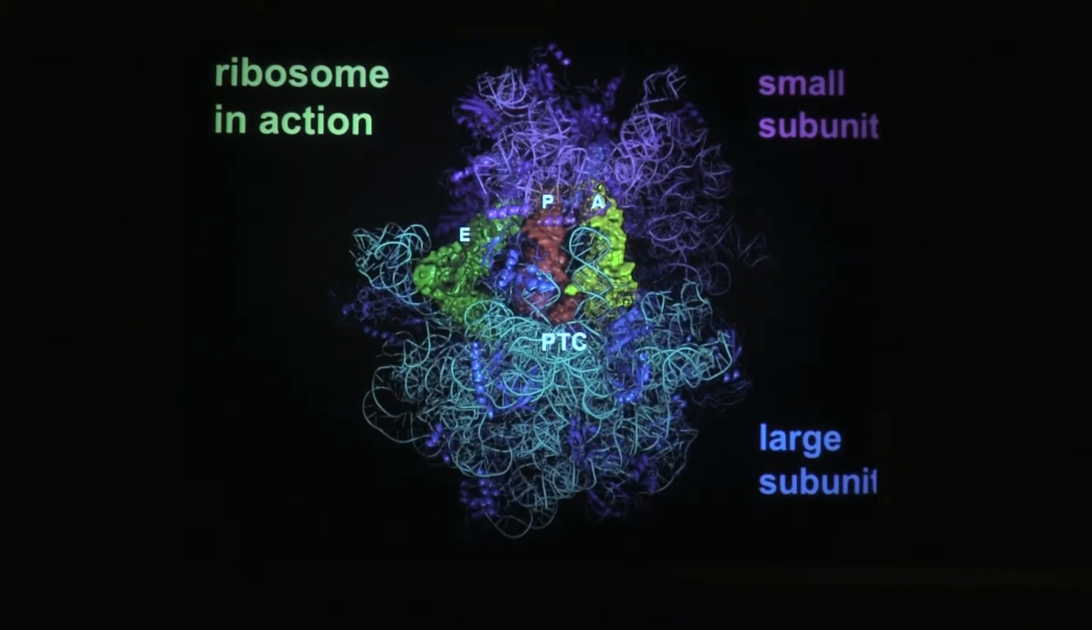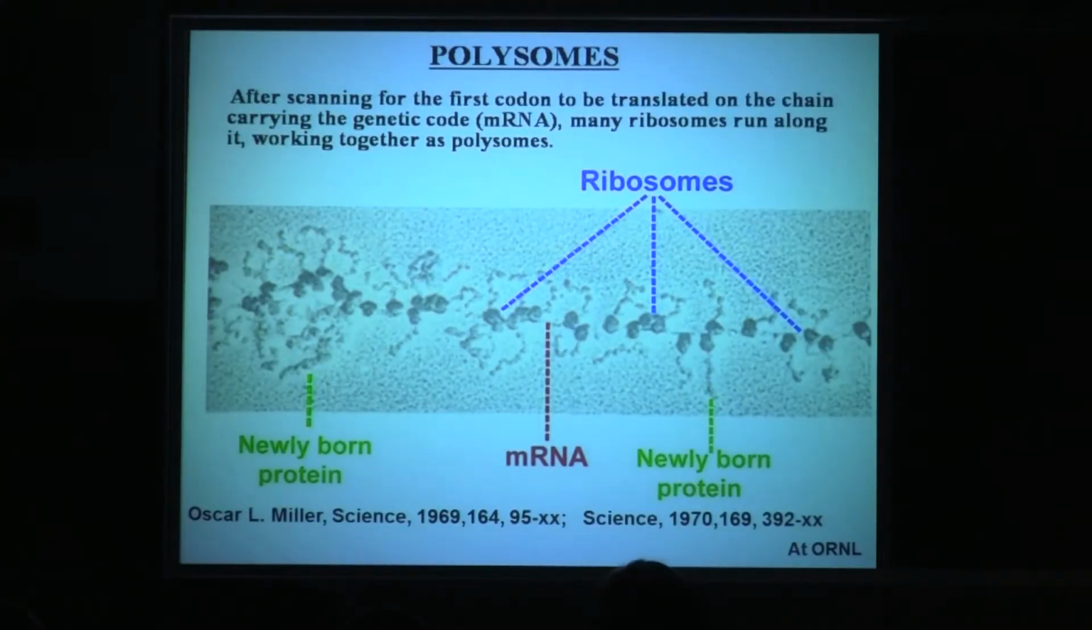So, to remind you what you saw in the movie with a little bit more detail, this is the small subunit in purple, and the large subunit in green and blue, and the active sites are the decoding and the peptide bond formation. So here, PTC is the peptide transferase center, peptide bond formation, and here is the decoding. The two tRNAs that are being decoded are P in the decoding, and A will come into it in a minute.